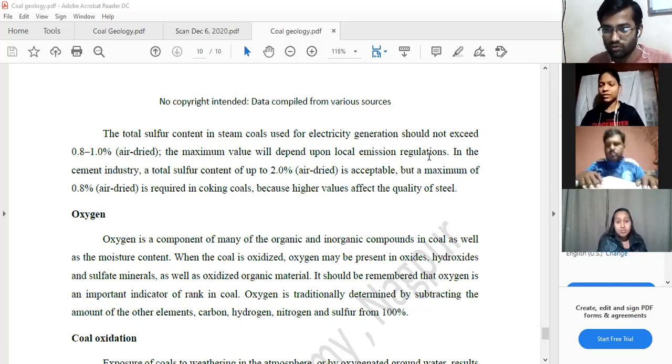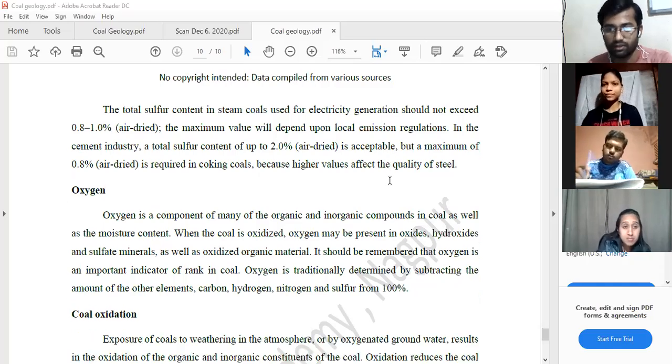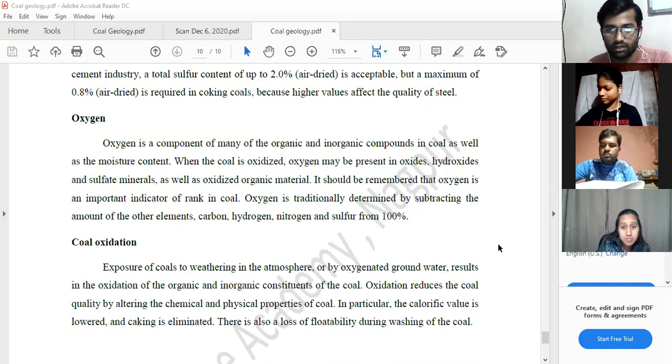Based on those laws, ये level भी vary करेगा. Like for the cement industry, total sulfur content up to 2% is permissible. It will vary like this. For steel production, a maximum of 0.8% is permissible.